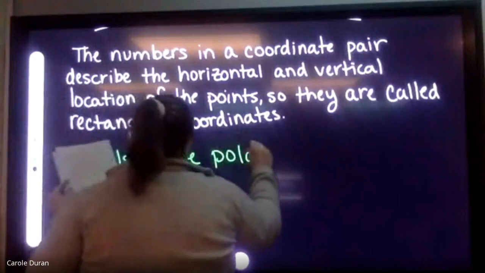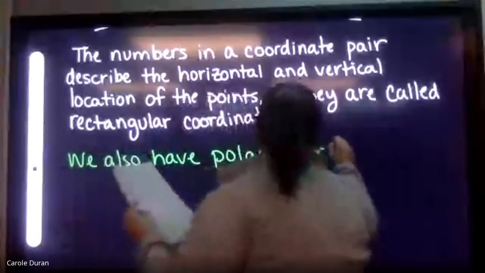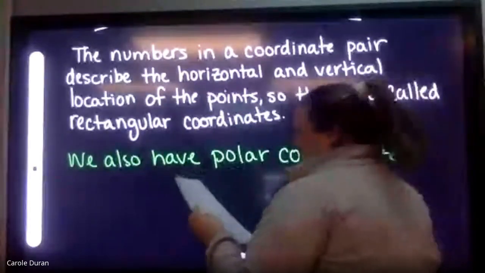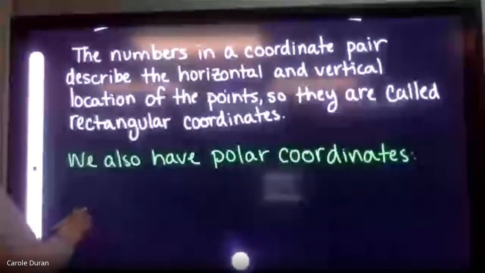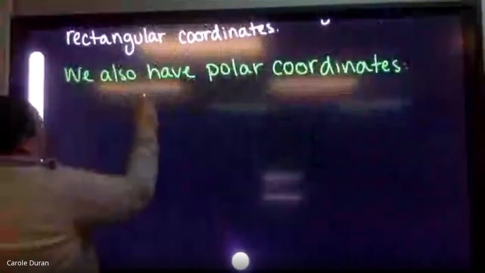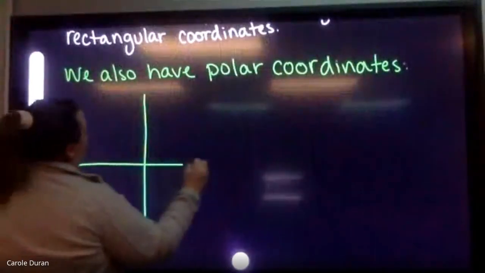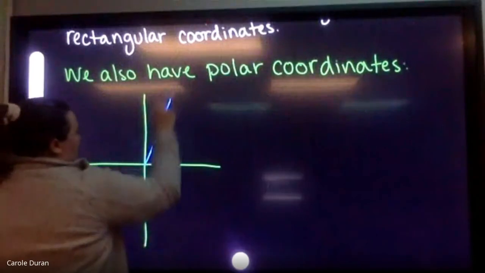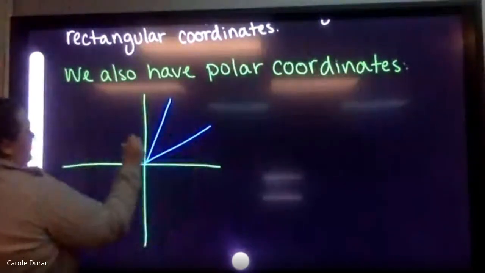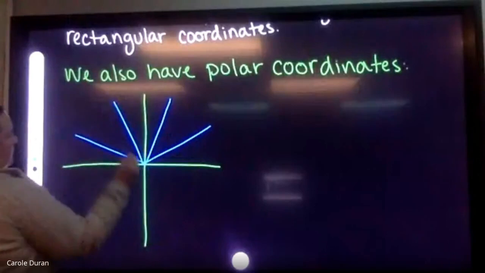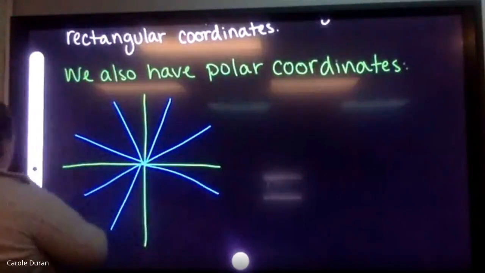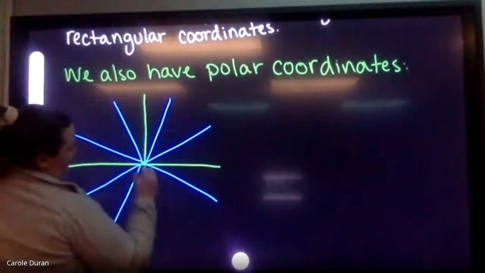I'm going to show you. So when we talk about a polar coordinate system, it looks an awful lot like our unit circle. So on this polar coordinate system, I have the important angles from my unit circle, best as I can possibly draw them.